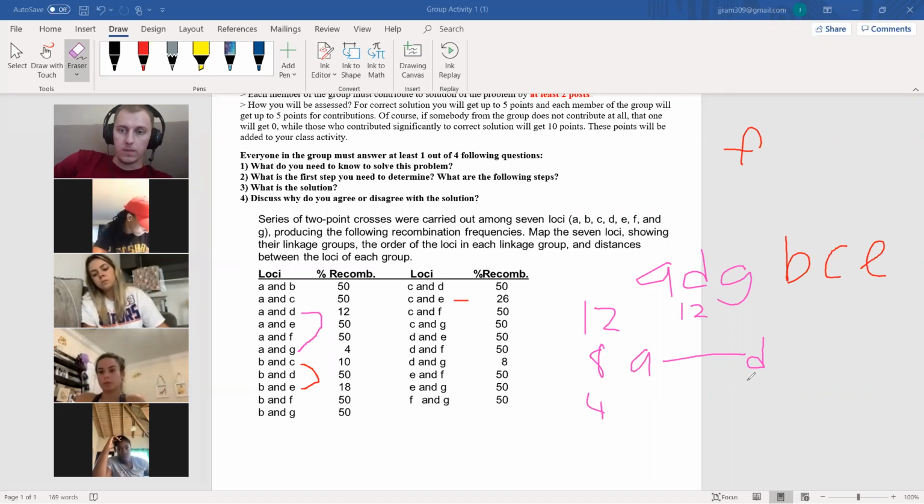Now I have A on one end and D on the other end. The only one that's not there is G. So G is my midpoint, and the distance from A to G is 4. I'm going to put it on the left side of the graph. That distance from A to G is 4, and then from G to D is 8.